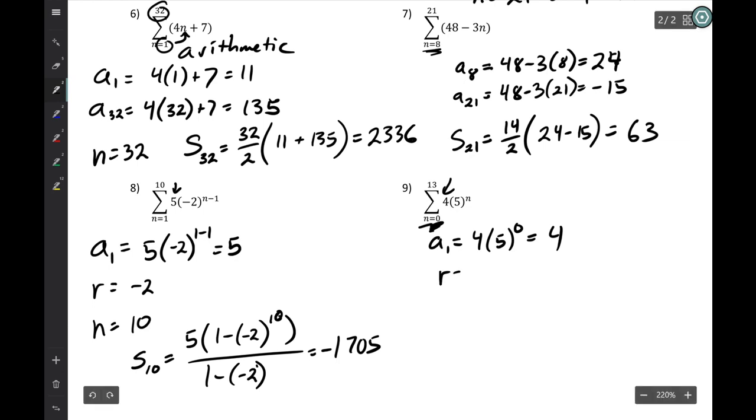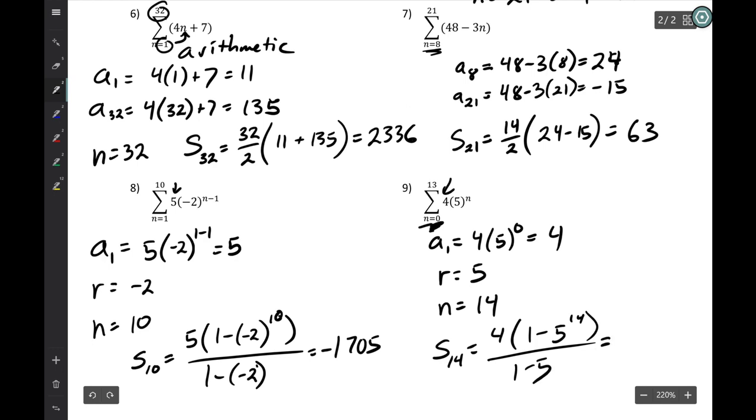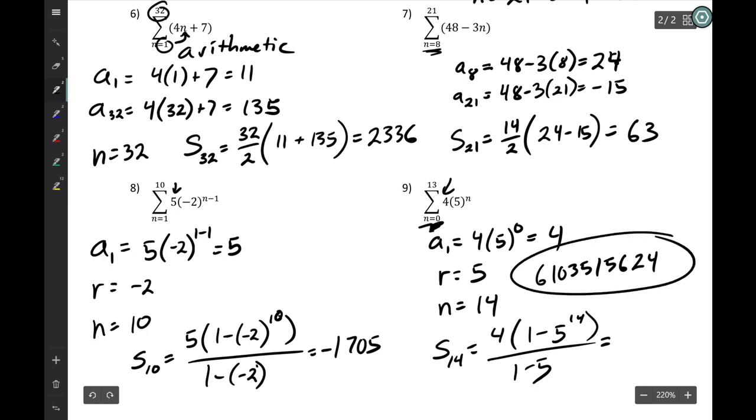All right, say what r is. It's always the thing being raised to the exponent. Say what n is. In this case, there's 14 terms because you have 13 plus the 0, so that's 14 total. That means s sub 14 is equal to 4 times 1 minus 5 to the 14th divided by 1 minus 5. When you plug this into your calculator, you get the simple number of 61035155624. Nothing too crazy right here.